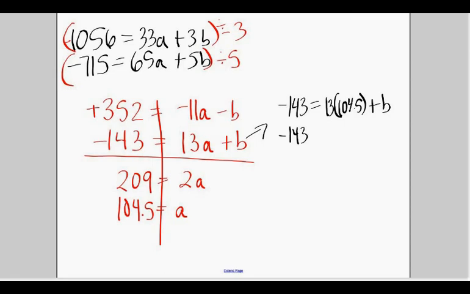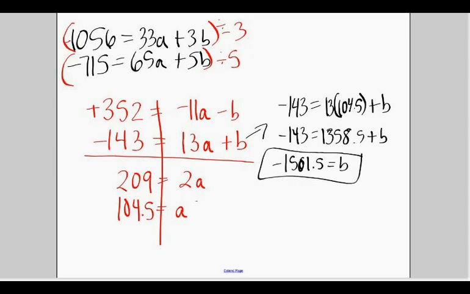And I'm going to get 1,358.5 plus B. I'll write that a little nicer for you. Subtracting that from both sides, I get a negative 1,501.5 equals B. So notice I have my A and my B value.